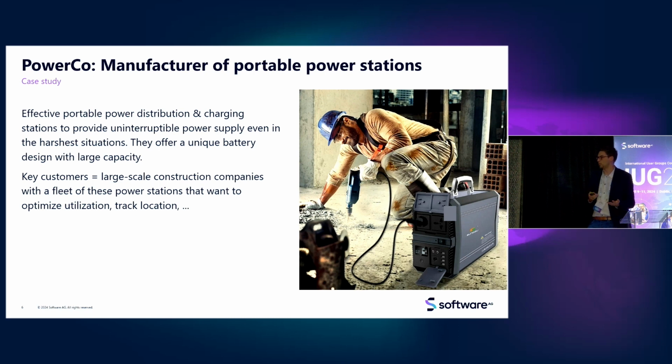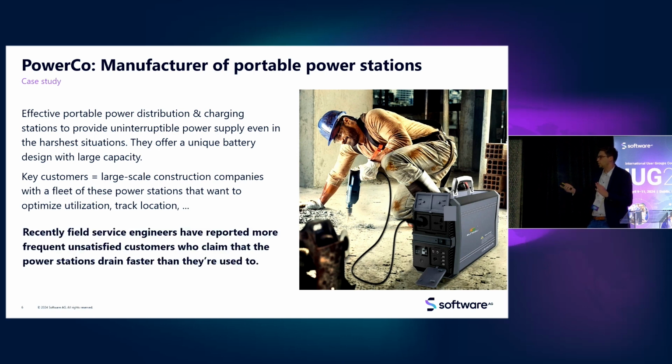What we are zooming in today on is a challenge that they're currently facing, because recently their field service engineers have been reporting unsatisfied customers who are claiming that the power stations that they're using in their processes are draining much faster than they're used to. So the question is, from a PowerCo perspective, what can we do about this?